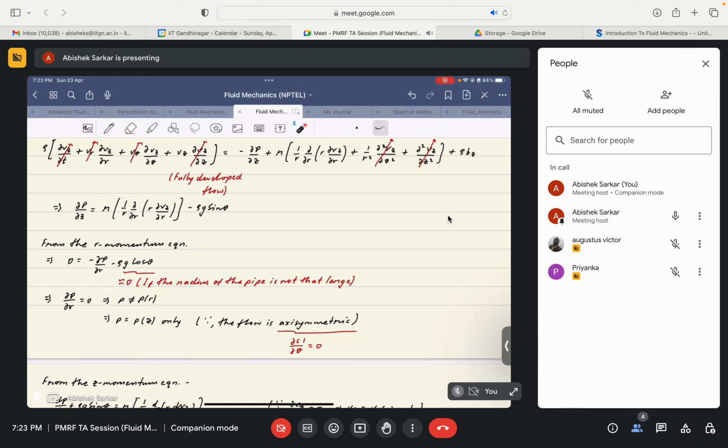So taking the assumption that, say if I draw the pipe like this, if the radius is much smaller, then we get minus g cos theta and minus g sin theta. Why minus? Because of the direction of the force compared to the initial choice of our coordinates, that is r and z.